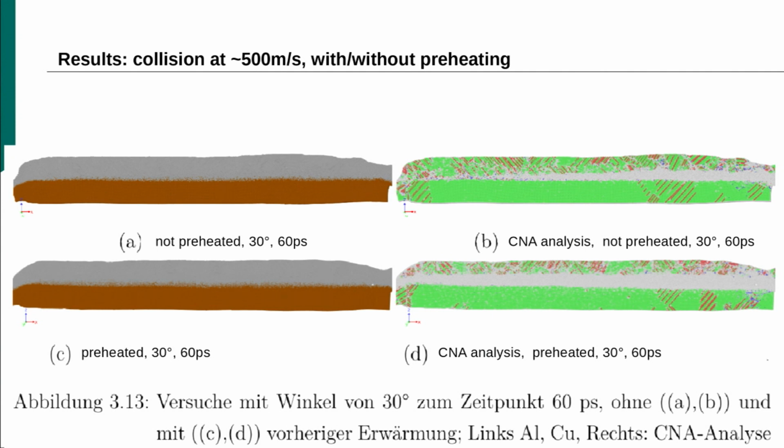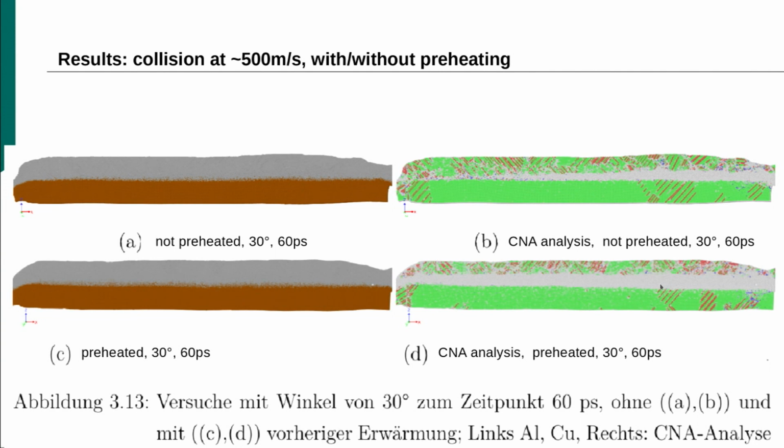I don't know what this was. This was other parameters again, where you see a very large, I would call it not indexed zone here in the interface. So strong perturbation of the crystalline lattice.